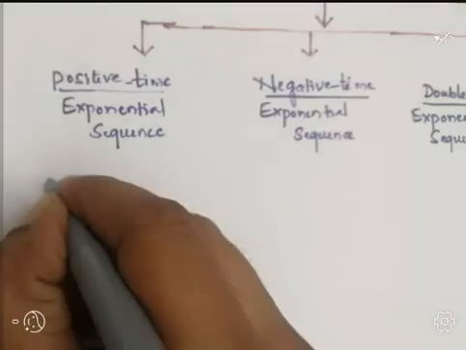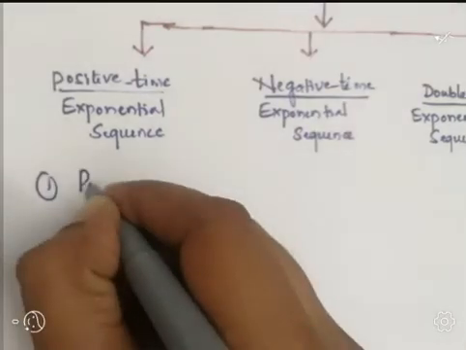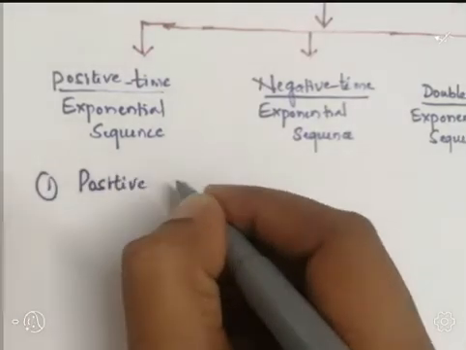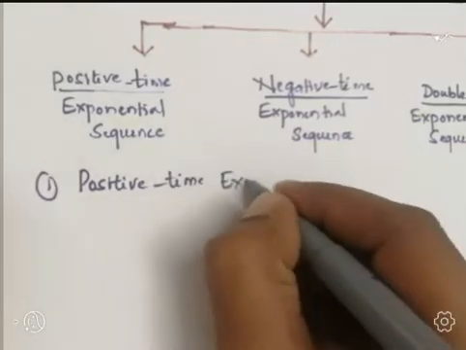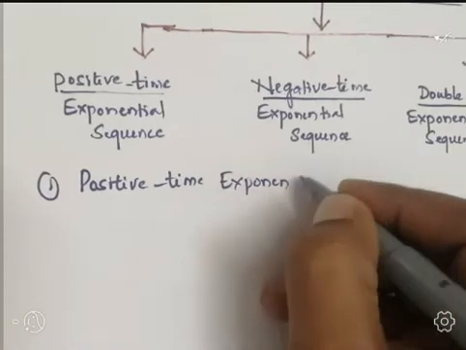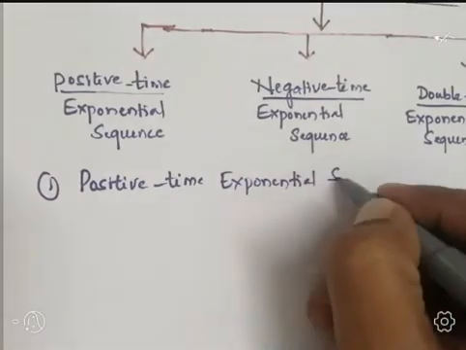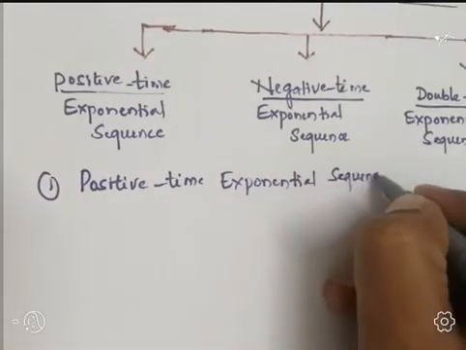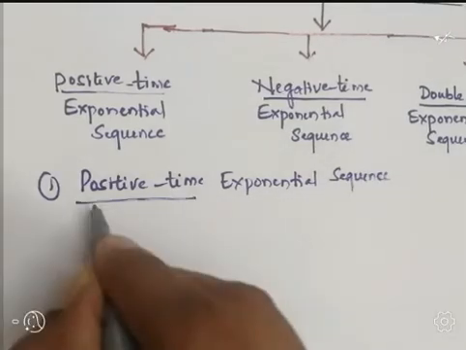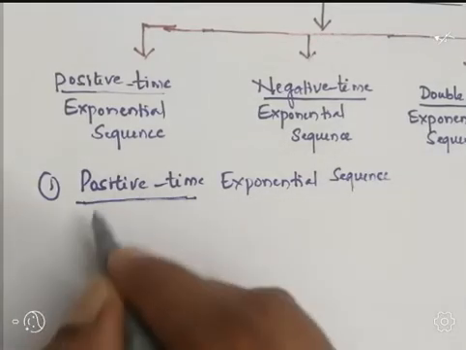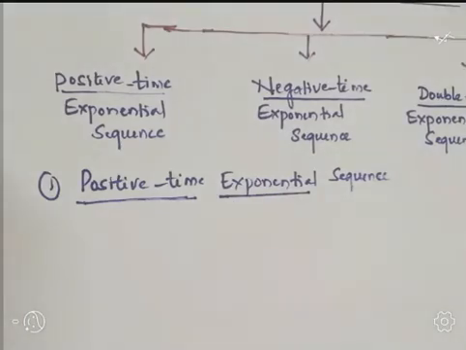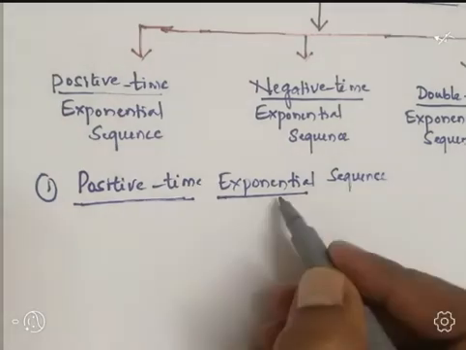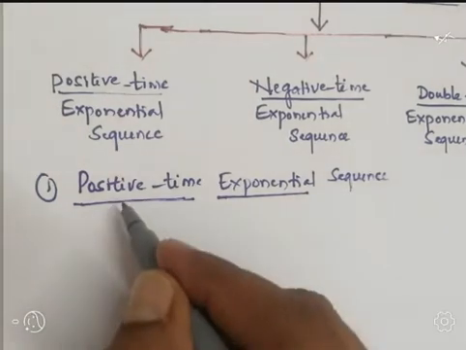First, I will take the positive time exponential sequence. So what are we getting? The time is positive, as well as it is of exponential kind. We can consider a signal that should be an exponential sequence as well as positive time.